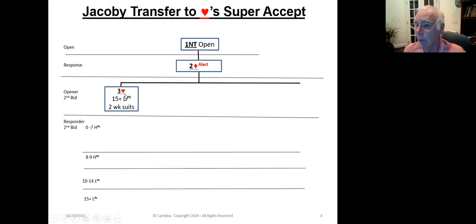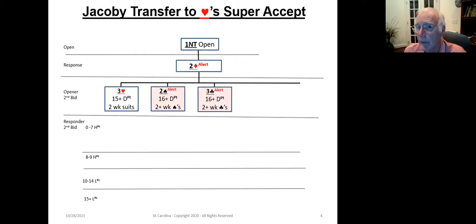And that says, hey, partner, I've got 4 plus cards in your suit. I've got 15 to 17 distribution points, which says, hey, I probably have a flat distribution, maybe 4, 4, 3, 3, 3, and I have 2 weak suits. So you'll have to decide what you want to do.